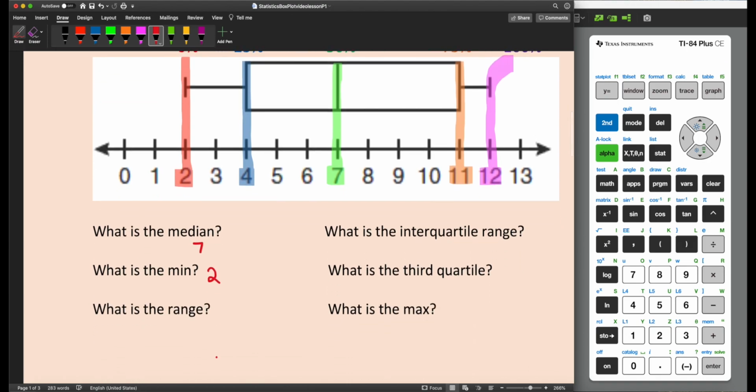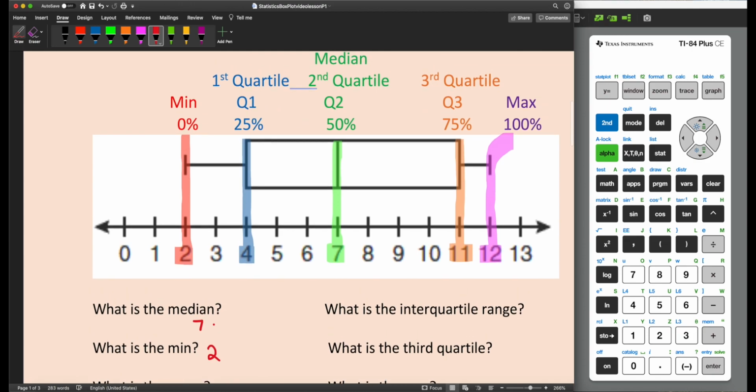Now remember the range. The range is always, guys, remember the range is always your max minus your min. Well, my max value was 12, and my min value right here is 2. 12 minus 2, guys, your range was 10, okay? Now it wants the interquartile range. Remember, the interquartile range, guys, is always Q3 minus Q1. Well, Q3 is right here at 11. Q1 is right here at 4. Whoops, I forgot the 1. So 11 minus 4, and your interquartile range, guys, was 7.